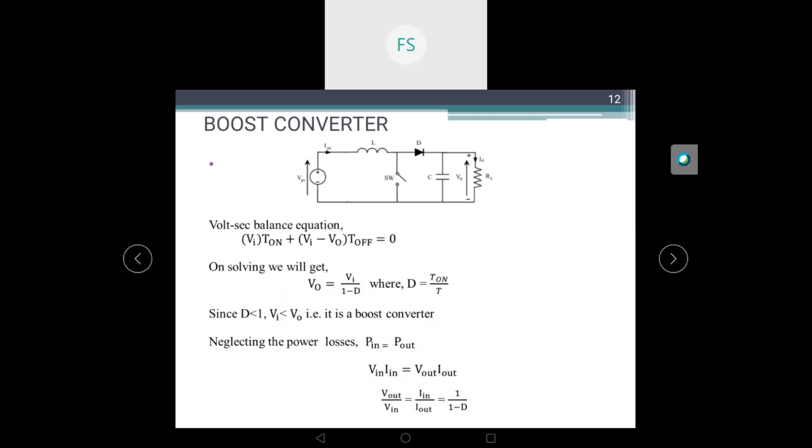Okay. Hope these things are clear to you. So now we have a brief idea about two basic DC to DC converters: what is a buck converter and what is a boost converter. Hope it's clear. So now I'm diverting to the historical part of our electric power transmission. So let us examine that part.